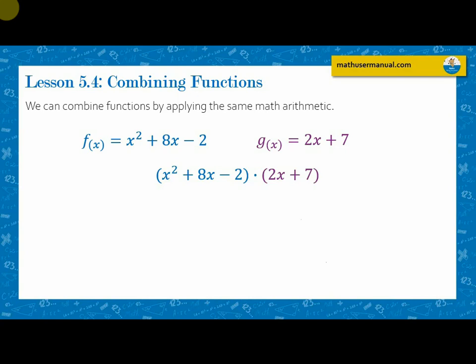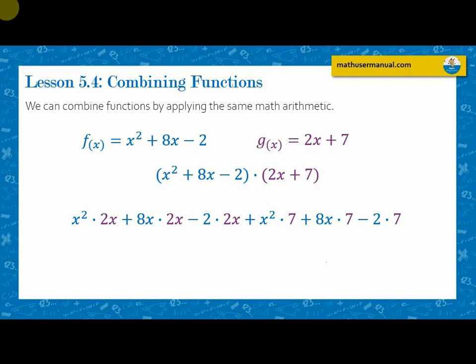So, to do this multiplication, we start multiplying one parenthesis into the other. So, 2x times x squared. Then 2x times 8. And remember, in multiplication, the order does not make a difference. Then 2x times negative 2. Then we distribute the other number, which is the 7. 7 times x squared. 7 times 8x. And 7 times negative 2. And now let's combine that because this equation looks huge.